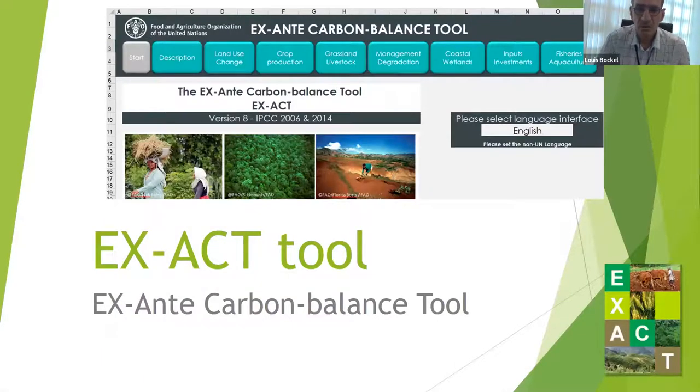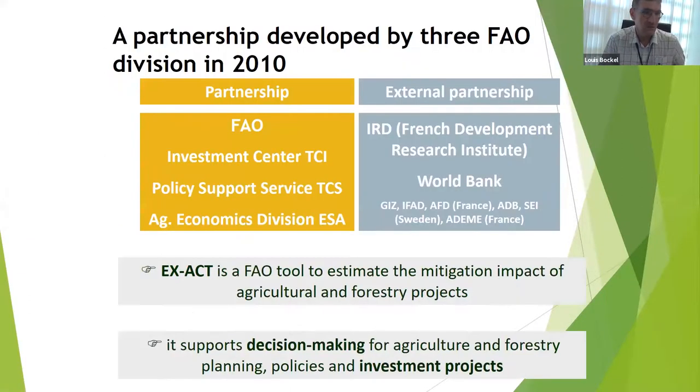So now we are going to look at what exactly the EXACT tool is. EXACT is an Excel-based tool which has been developed by FAO. It's a partnership of three divisions in FAO: Investment Center, Policy Support Service, which no longer exists, and ESA. And it was with an external partnership of ERD and a series of donors, starting with World Bank, IFAD, and IFD, which have supported the development of this tool.